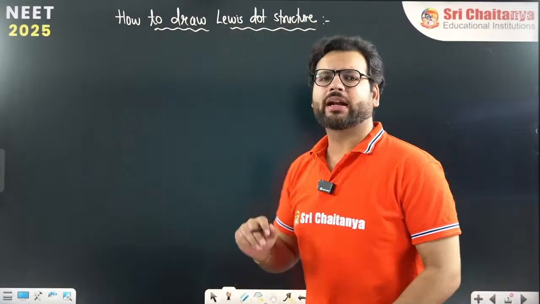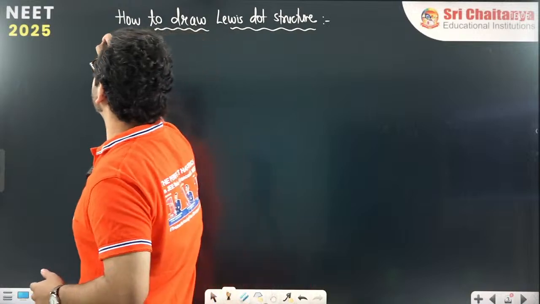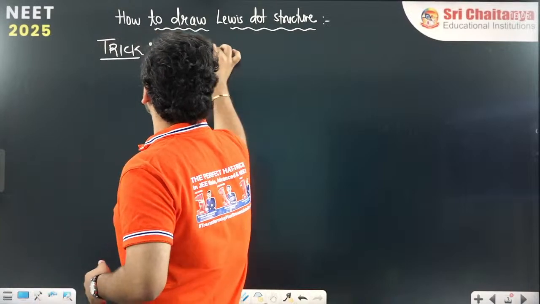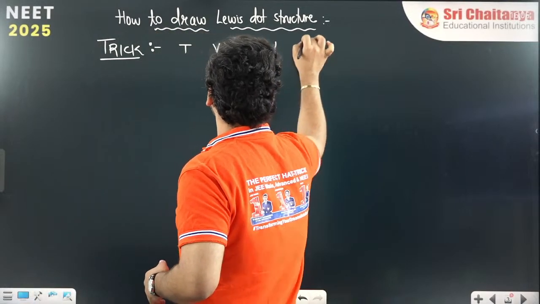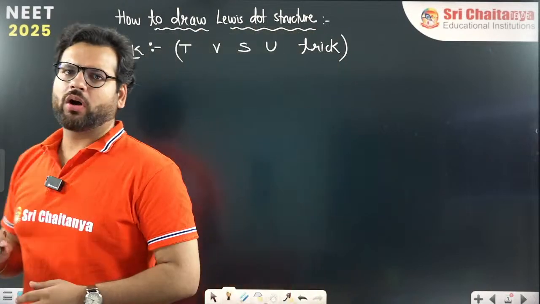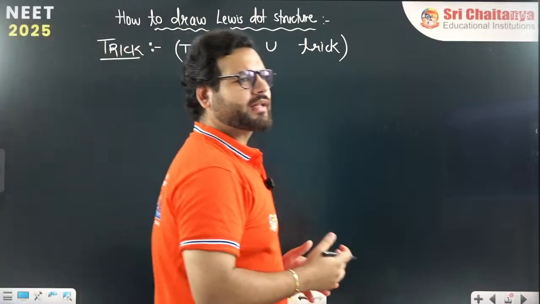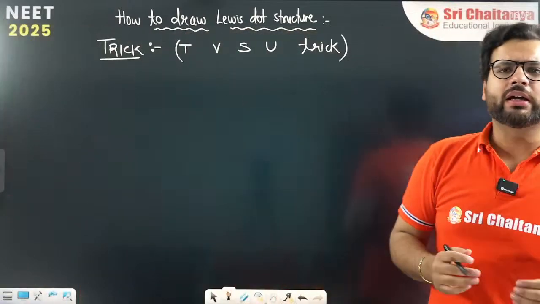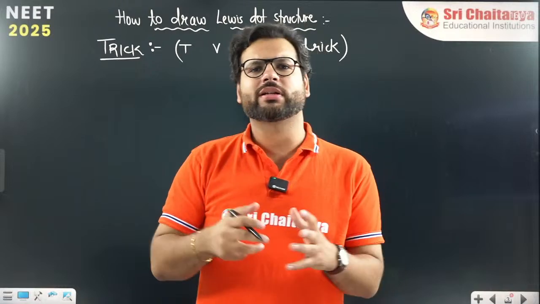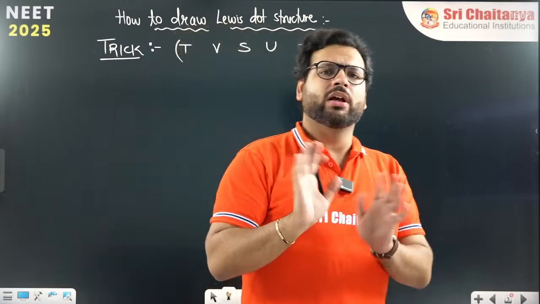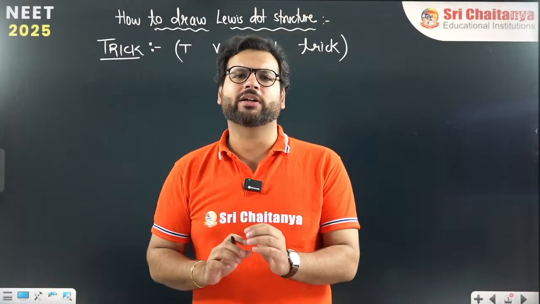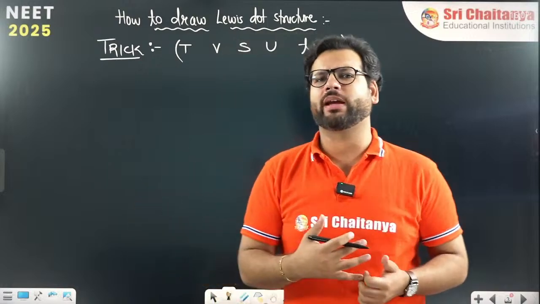So I'll tell you the trick directly and then we'll start with the formula. We'll call it the TVSU trick. All of you can start writing. Here you will not be imagining anything. You will not imagine that carbon has 4 valence electrons, oxygen has 6 and they are trying to share with each other. We will not be dealing with that. We'll directly go by a trick method, a very fast method to make any structure.